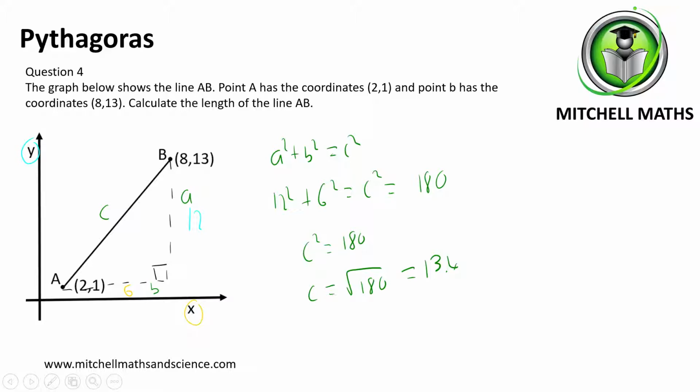We don't have any units here because we weren't given any units on the graph. It didn't tell us we were using centimetre graph paper or anything like that. So we just leave the answer as 13.4 to 1 decimal place.